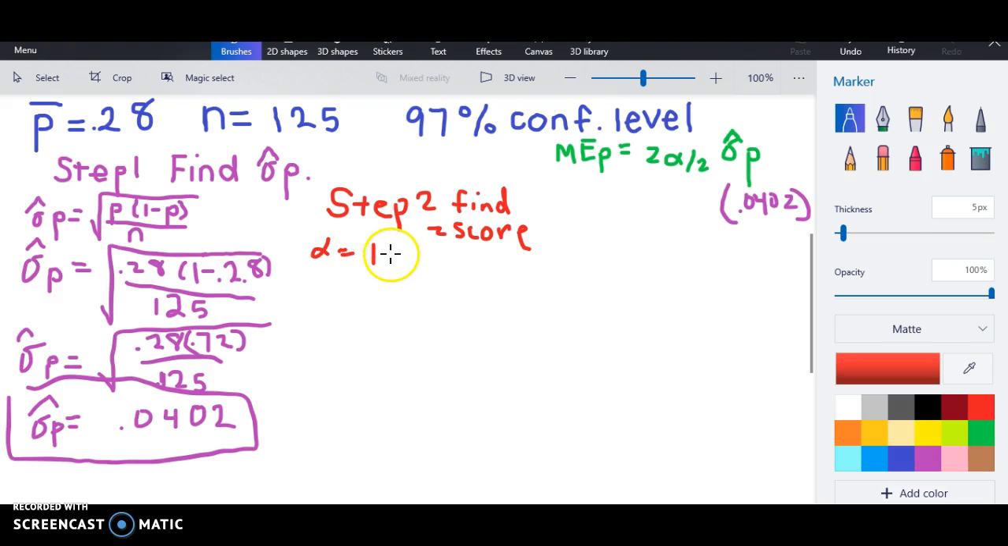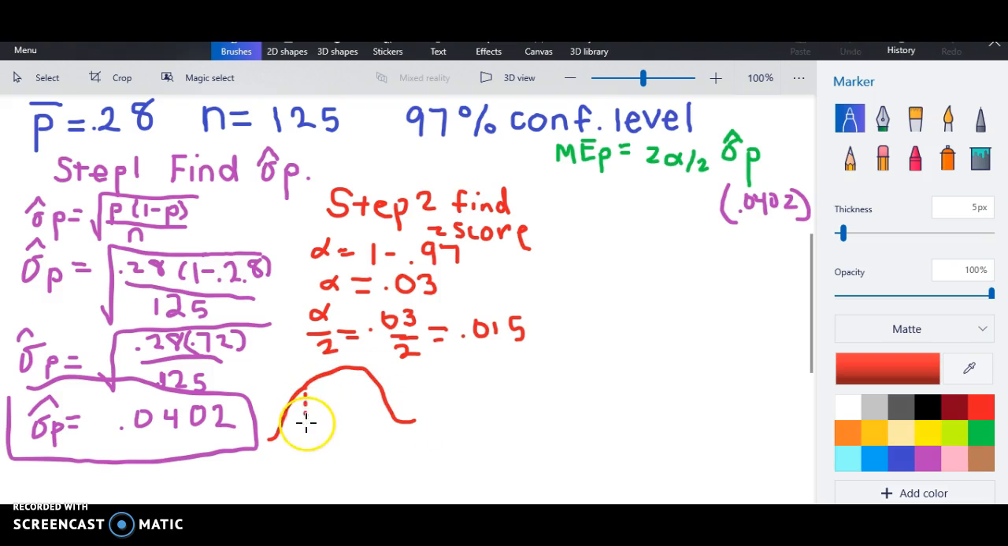We know that alpha is always equal to 1 minus the confidence level, and our confidence level is 0.97, so we know that 1 minus 0.97 is going to be 0.03. And then what we want to do is alpha divided by 2, so we're going to do 0.03 divided by 2, and we're going to get 0.015. So now, for the area, if you want to know the area to the left, think about it this way.